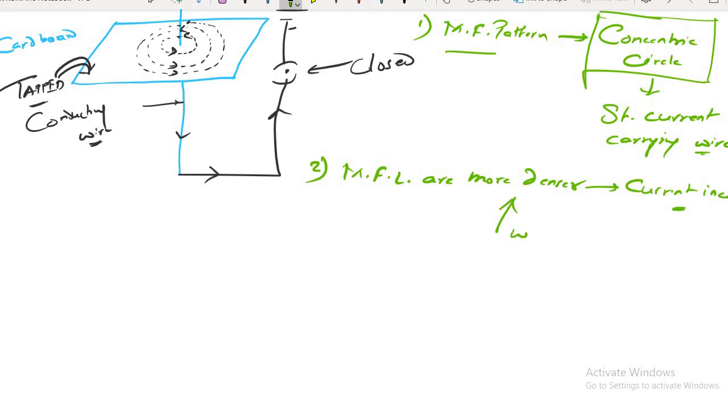Now the question is why? Why are they more dense when current increases? Because of increase in magnetic field. That means if current increases, magnetic field increases. As magnetic field increases, magnetic field lines are more dense. So this forms a triangle here. When current increases, magnetic field increases. As magnetic field increases, magnetic field lines are more dense. Is that clear to you?